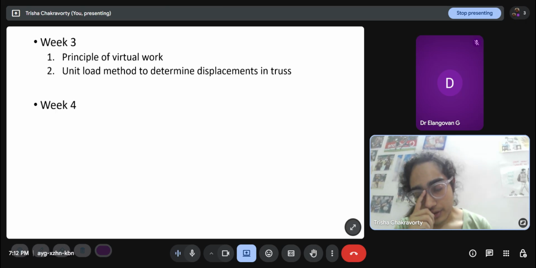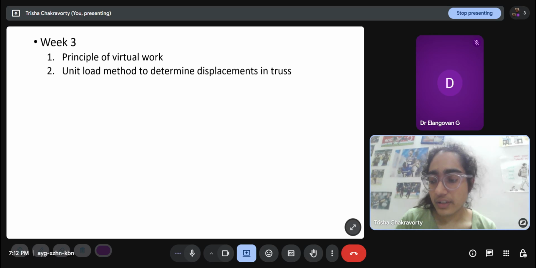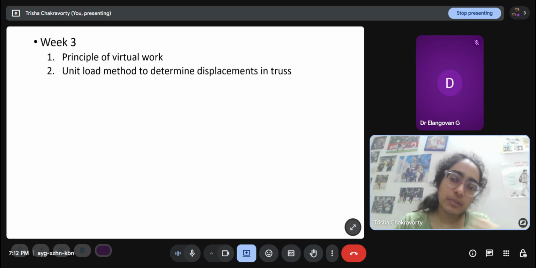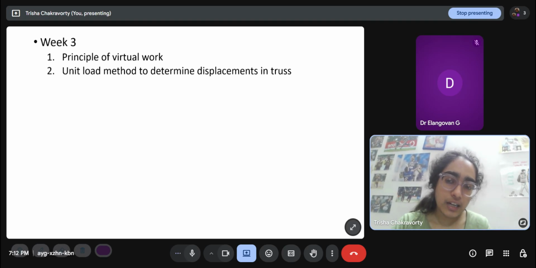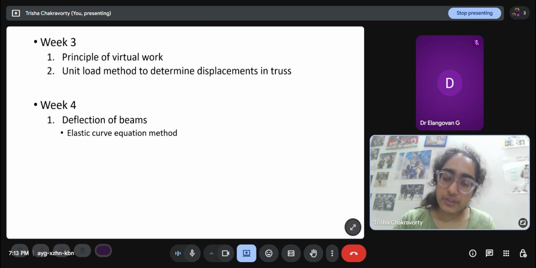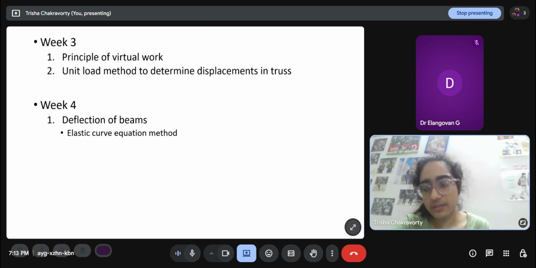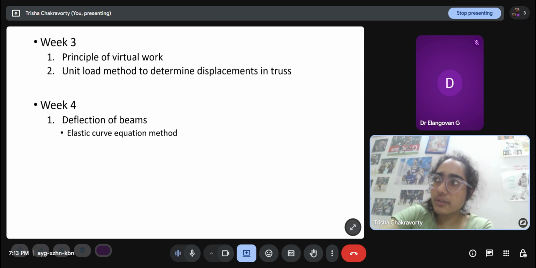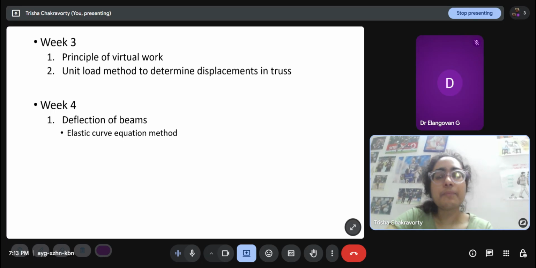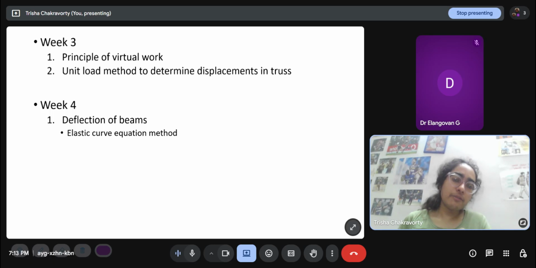For beams, deflection is approached in a different way. Just like we plot the bending moment or shear force along the length of the beam, we can also plot the deflection of the beam at every point along the length. The elastic curve equation method is a very direct method. It is also lengthy. It goes directly from the governing differential equation and integrates it twice to get the expression y as a function of x, where y is the deflection at x, and x varies from 0 to L.